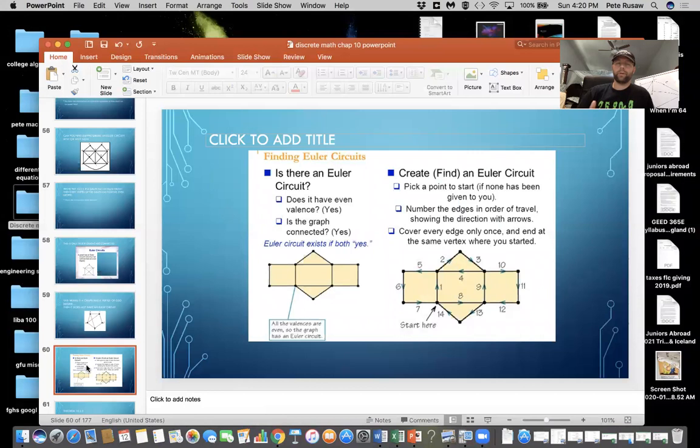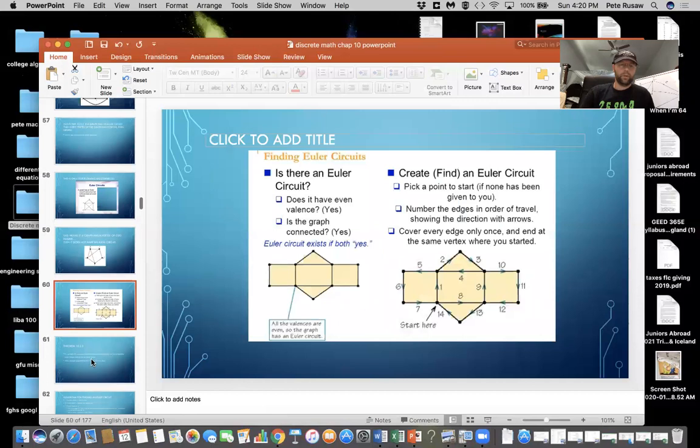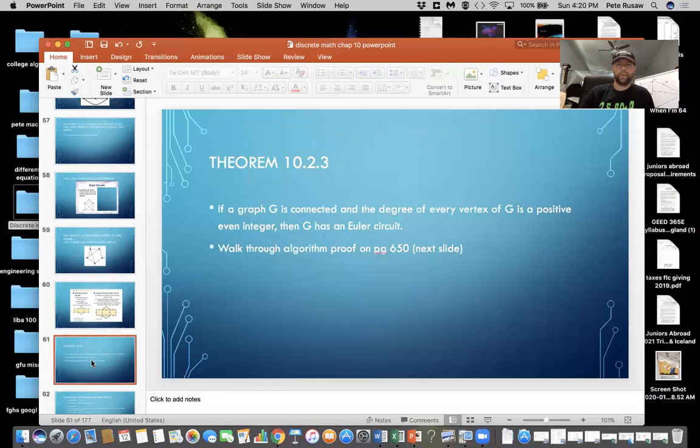So here's a slide where you can do another example problem. Euler circuits. So here's another theorem from the book. If a graph is connected and the degree of every vertex is a positive even integer, then G has an Euler circuit. We sort of just said that, but the interesting thing about this in the book is that it's a proof by construction. It's a proof by algorithm, and the great thing about that is if we look through the proof, it actually tells us how to find that Euler circuit, not just that it's true.